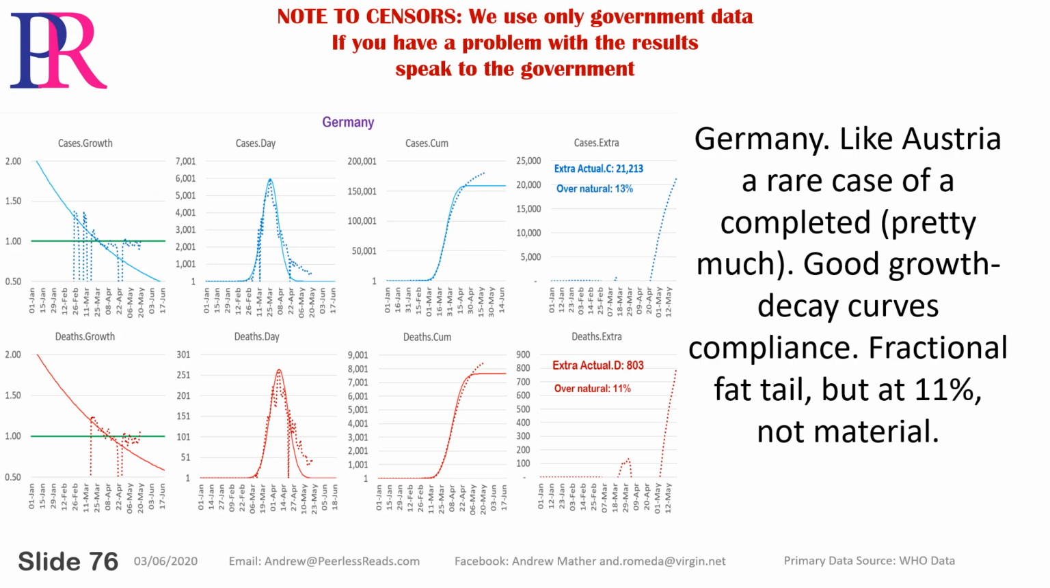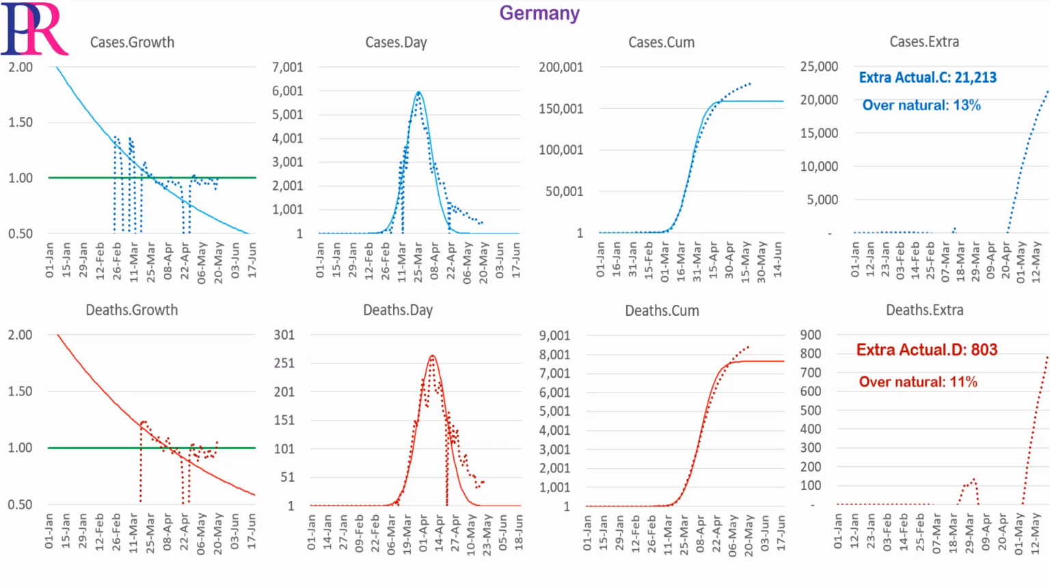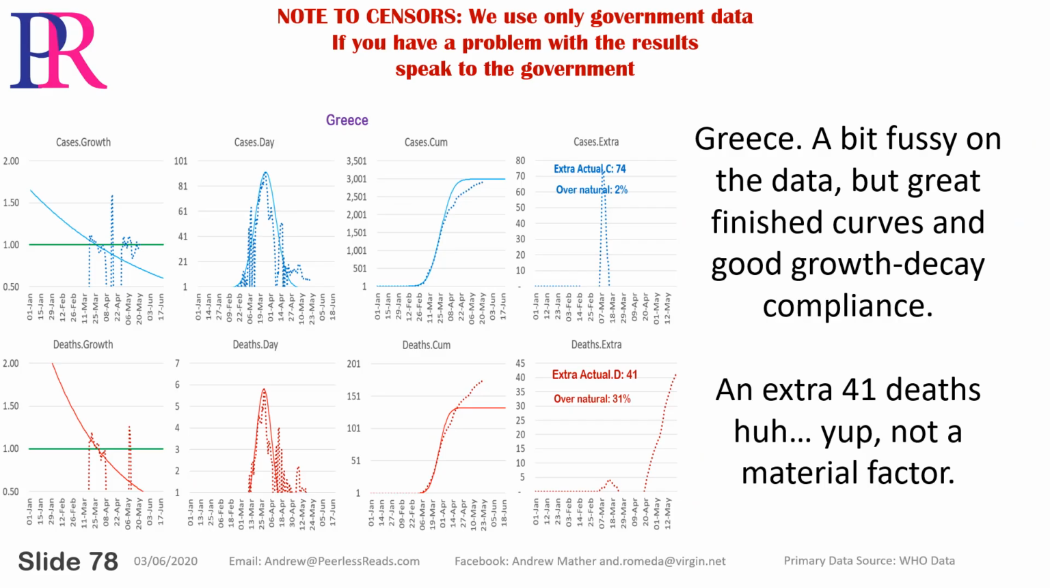Germany, like Austria, a rare case of a completed, pretty much. Good growth decay curves, complete compliance, fractional fat tail, but at 11% not material. Greece, a bit fussy on the data, but great finished curves and good growth decay compliance. An extra 41 deaths, huh? Yup, not a material factor.